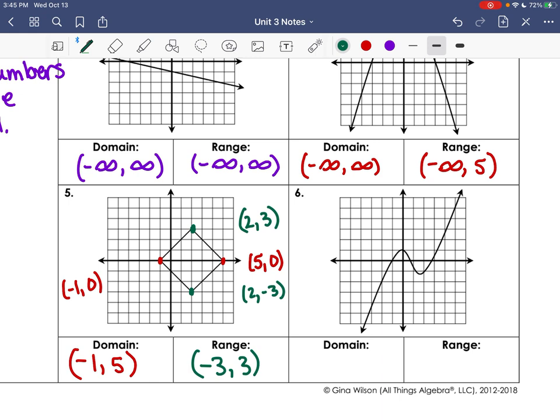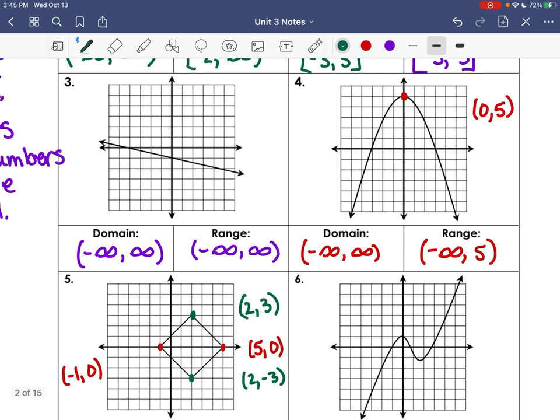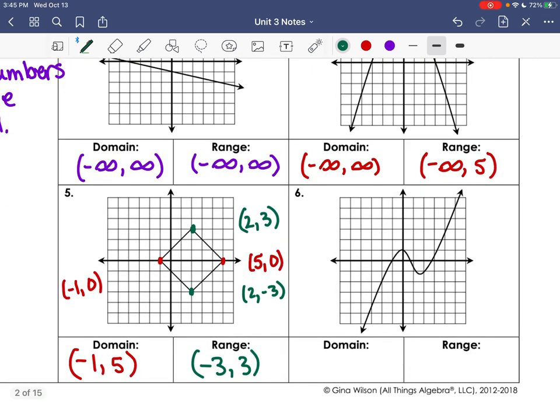Then for this last one, this one is similar to number 3 because if you start kind of here in the middle, you're going to go to the left, but you're also going down. And you're going to go to the right, but you're also going up. So that means that the domain and the range are negative infinity to positive infinity, because you're not going to stop anywhere. You're going to keep going left forever, right forever, down forever, and up forever.